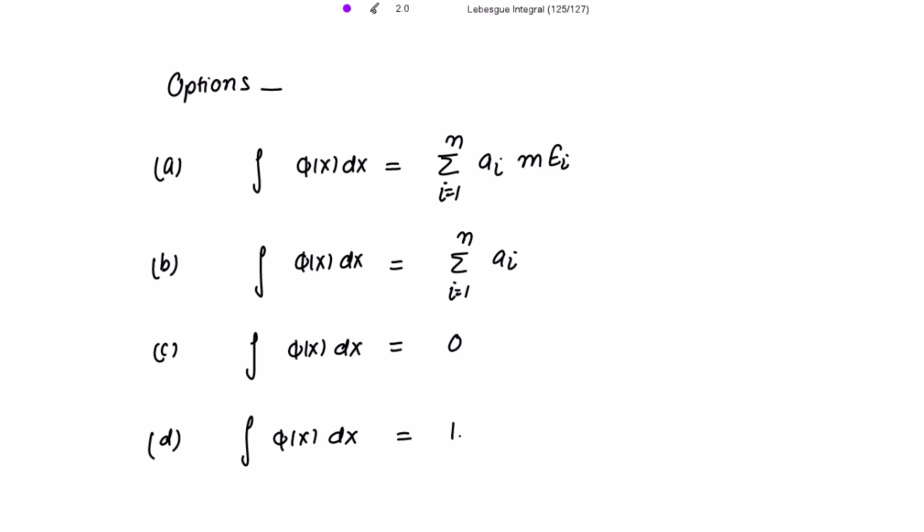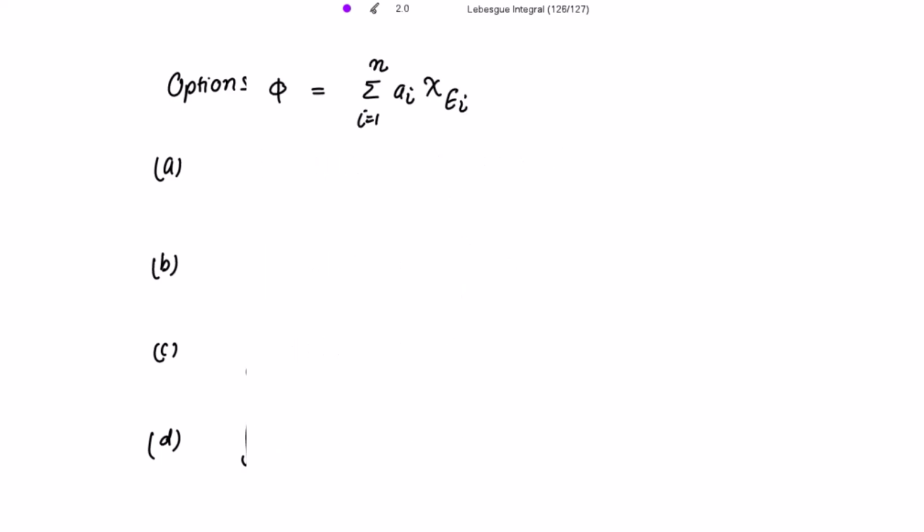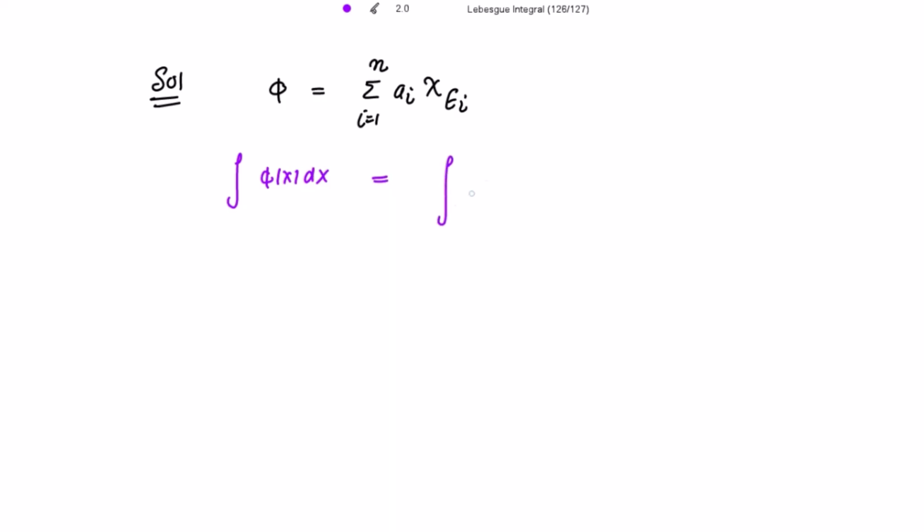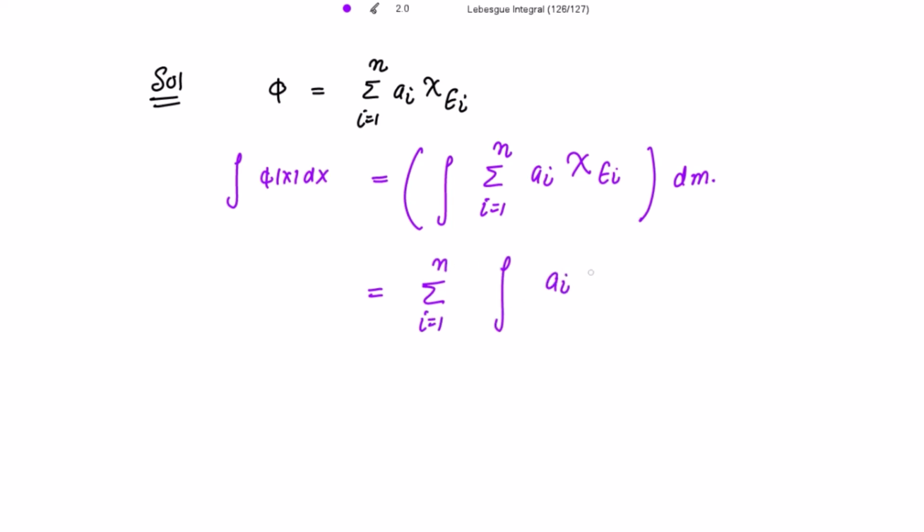Options. Which of these options are correct? We need to check this. So this phi is given to us, and if I take the integration of this phi x dx, then this will be equal to the integration of the right hand side with respect to m. M denotes the measure of the set. So this is equal to taking the summation outside and the integration of ai multiplied with chi ei.